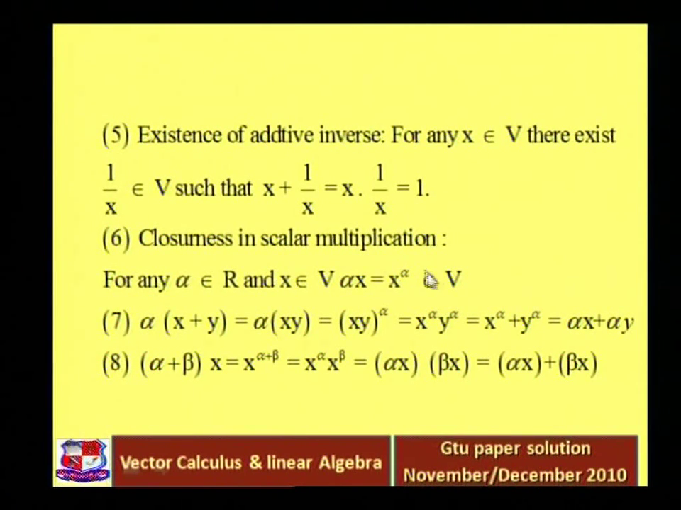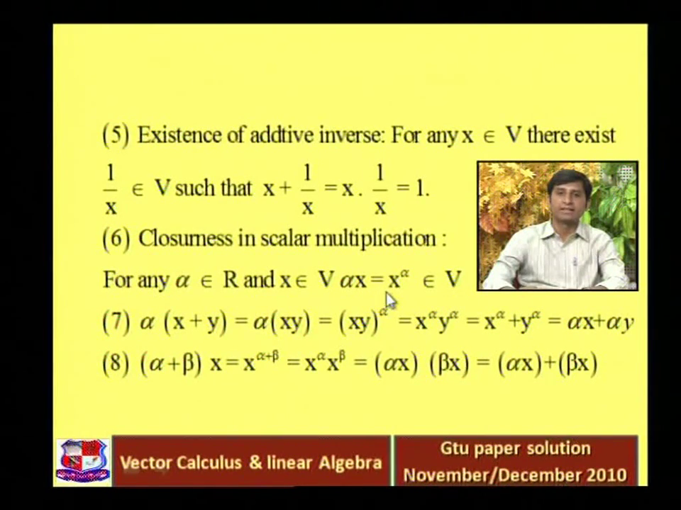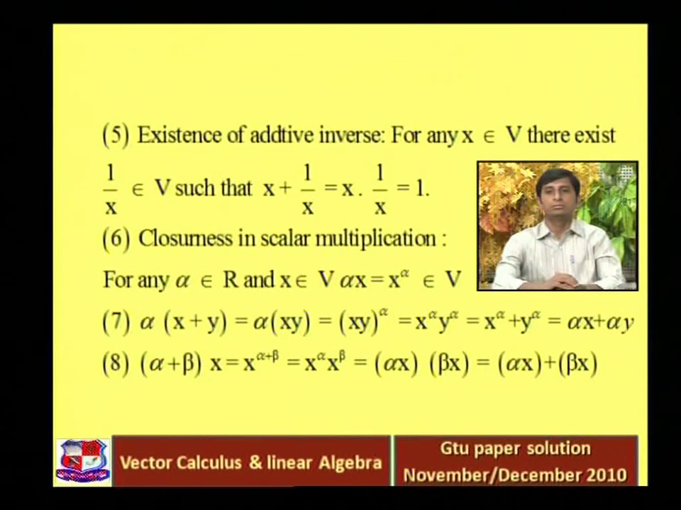Now closeness in the scalar multiplication. Another 5 conditions are for scalar multiplication. So for any alpha belongs to R and x belongs to V, alpha into x, that is equal to x raised to alpha, that also belongs to V. Now this is quite interesting because just try to understand, x is a positive real number, right, and alpha is any real number. So for a positive real number, the degree of that positive real number is anything. It can be negative or positive, but the whole number is always positive.